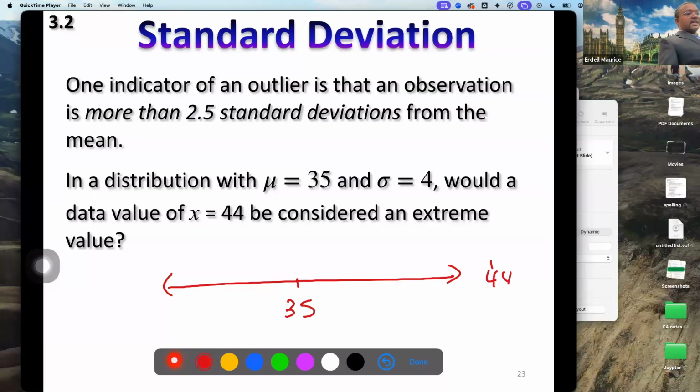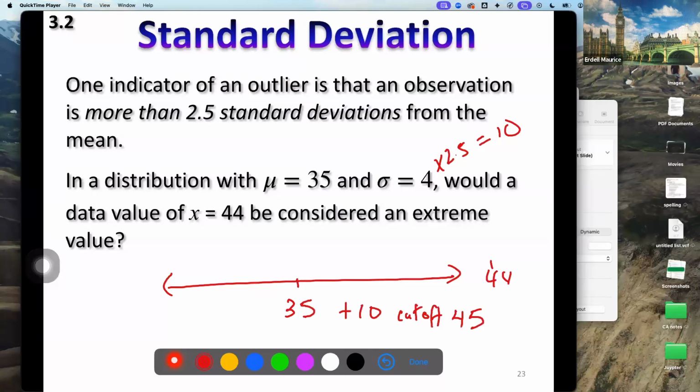And what happens is we have to go 2.5 standard deviations above the mean. So what is 4 multiplied by 2.5? Anybody know? 25. A quarter, 4 quarters is a whole, yeah? Yes, that's going to be 10. And so 35 plus 10 gives us the cutoff value. What's that cutoff value? 45. And so if a number is larger than 45, it is said to be extreme, an outlier.